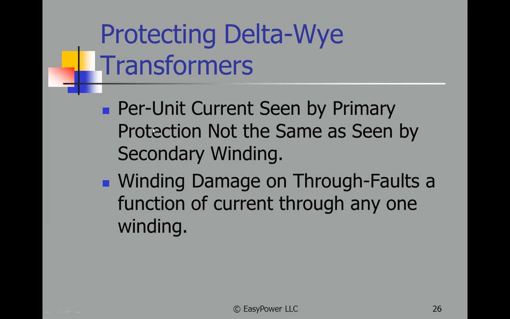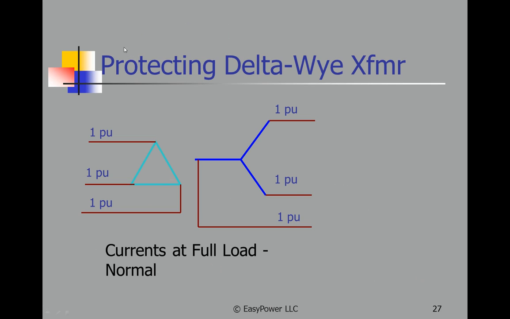We have to remember for a delta-wye transformer, our protective devices on the primary are not looking at the current through that actual winding. They're looking at this line current, which is the sum of these two currents, right? Whereas on the Y side, my relay, my CT, or my fuse is looking at the actual current through that winding. So at normal full load for my transformer, each one of these legs is going to be at full load. Under normal load conditions, 1 per unit.